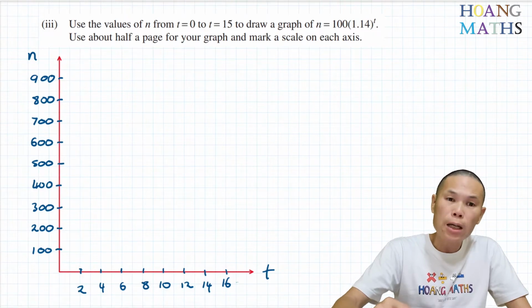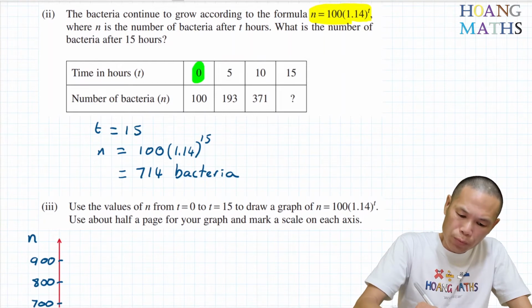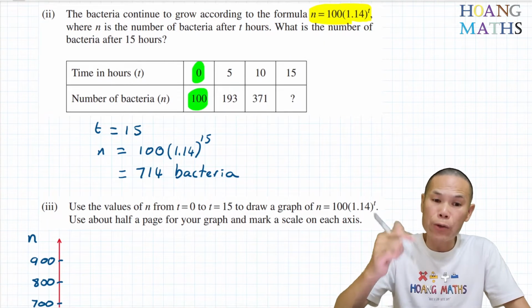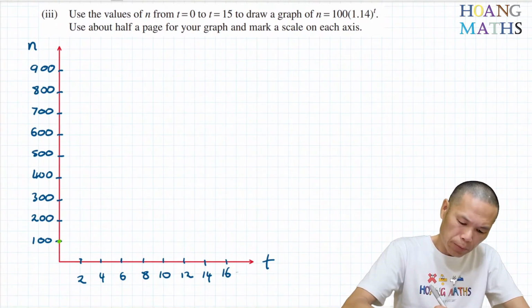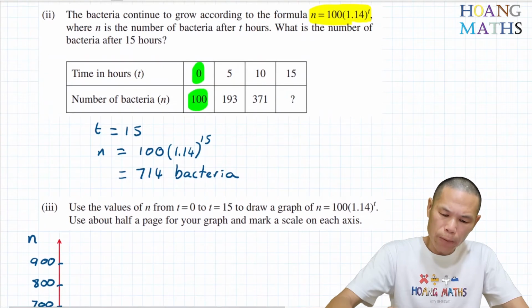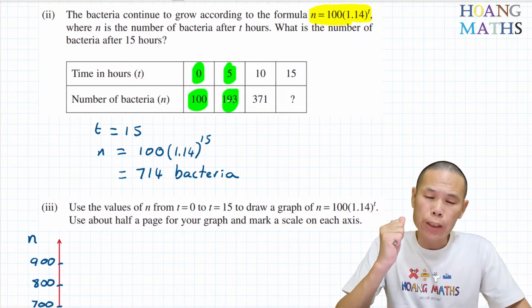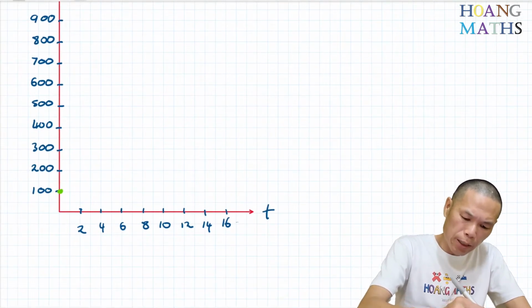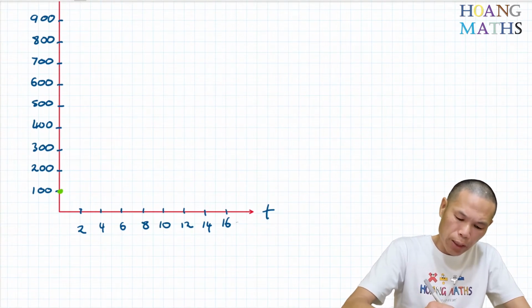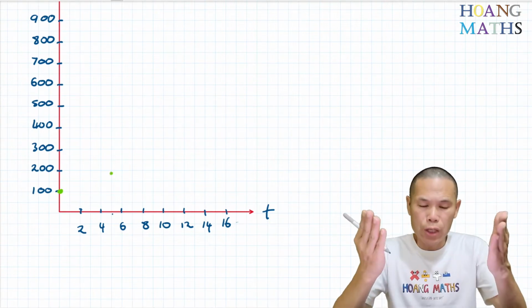So we have to look at the table of values. When t is equal to 0, the number of bacteria is 100. So when t is 0, n is 100, and that's right here. The next one is when t is 5, n is 193. So it's roughly 190, or closer to 200, just underneath 200. So t equals 5, just 5 here, just under 200. Just a rough sketch.